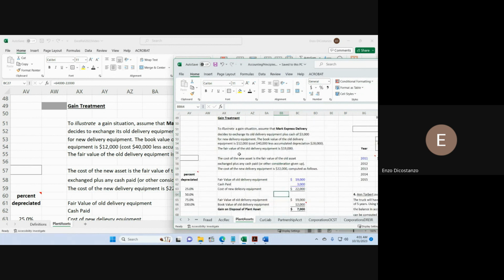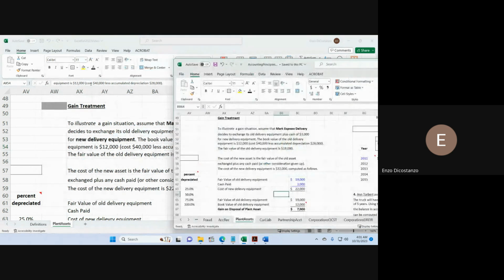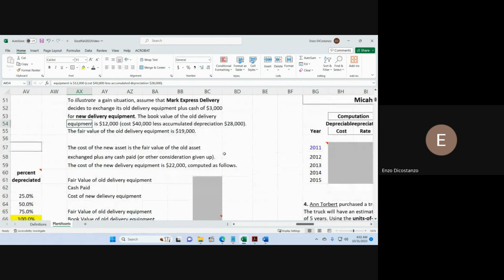Okay, so we're looking at this, and what are we doing here? Here's express delivery, exchange old delivery equipment plus some cash for new delivery equipment. Again, what are we looking for? These guys, it's a new asset, is what that is. New asset. The old equipment, the book is 40,000 minus 28, and the fair value is 19. So we're going to do all that again.